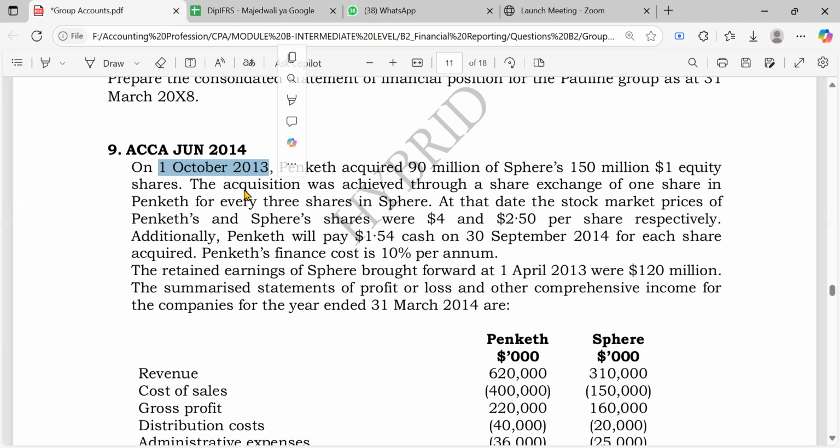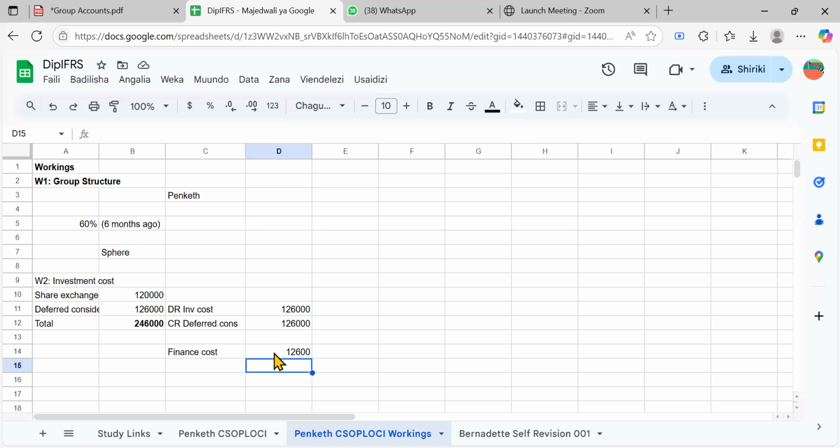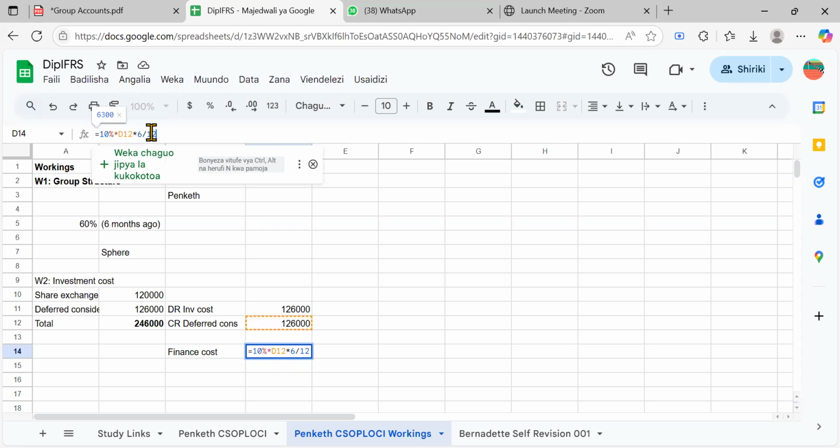So if you multiply and get the finance cost, that will be the finance cost from first October 2013, one year later, up to 30 September 2014. But look, your year ends on when? 31st March 2014. So from the acquisition date, it's here, and the reporting date is only 31st March 2014. It's only 6 months, right? So you also have to multiply by 6 over 12, because only 6 months have elapsed.